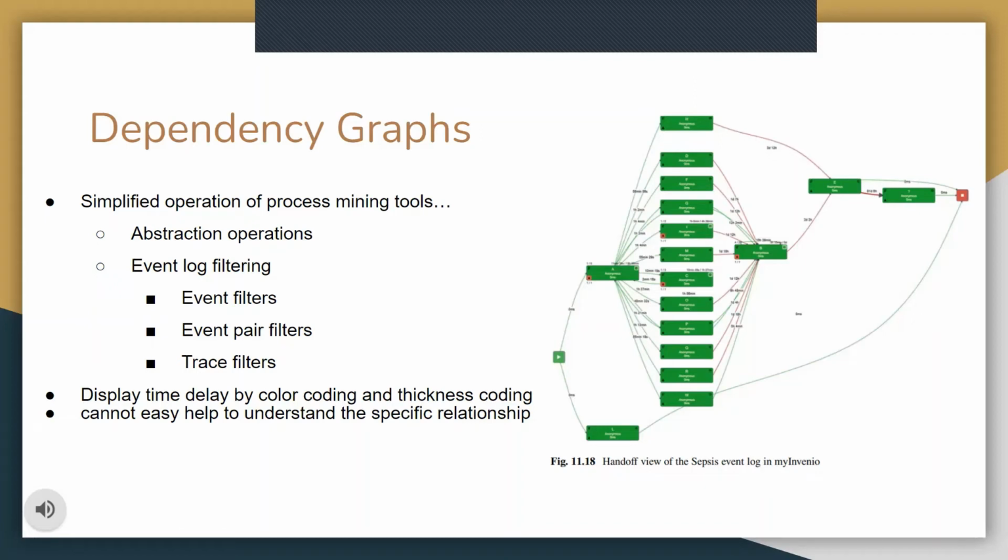In the dependency graph, we can also show the time delay by color coding and thickness coding. In the image on the right, we use different colors to distinguish the swim lane mapping, and the number above represents the time delay. Finally, in contrast to BPMN, the dependency graph cannot easily distinguish other relationships between the tasks. For example, are 2 tasks parallel? Is it in a loop?